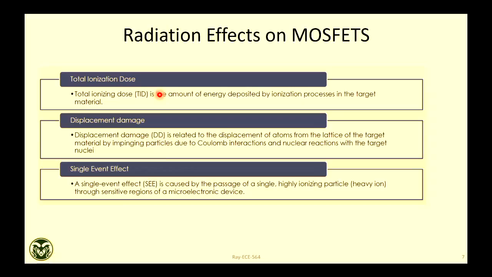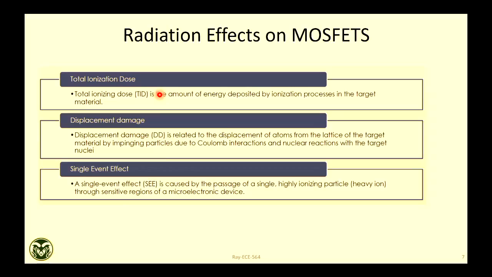The second effect is called displacement damage. Displacement damage is more like damaging the crystal structure, right? So when a heavy ion, for example, goes through your silicon, some of the silicon atoms can be knocked off from the silicon material. So it changes the crystal structure, or it will cause recombination and will degrade the quality of the crystal.